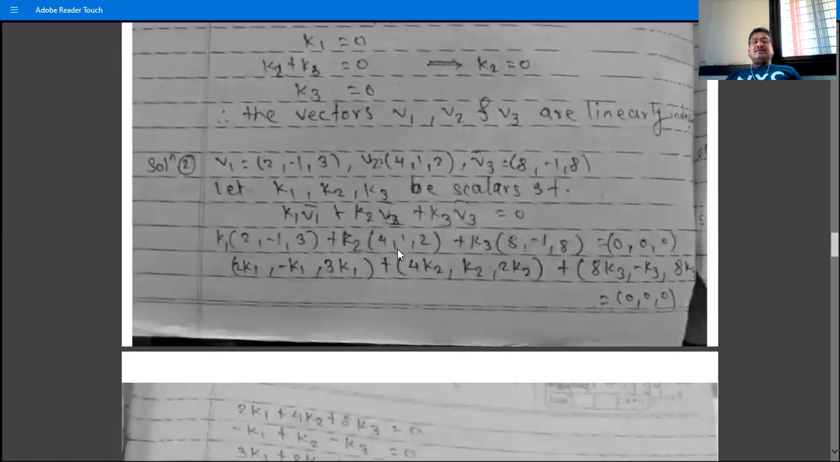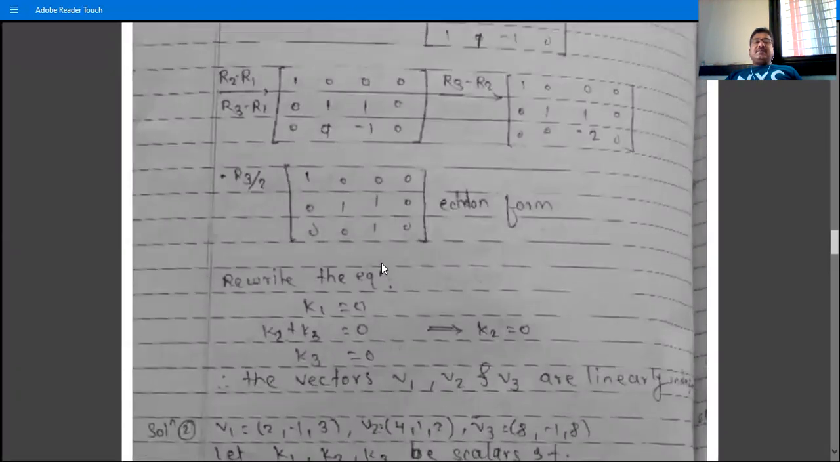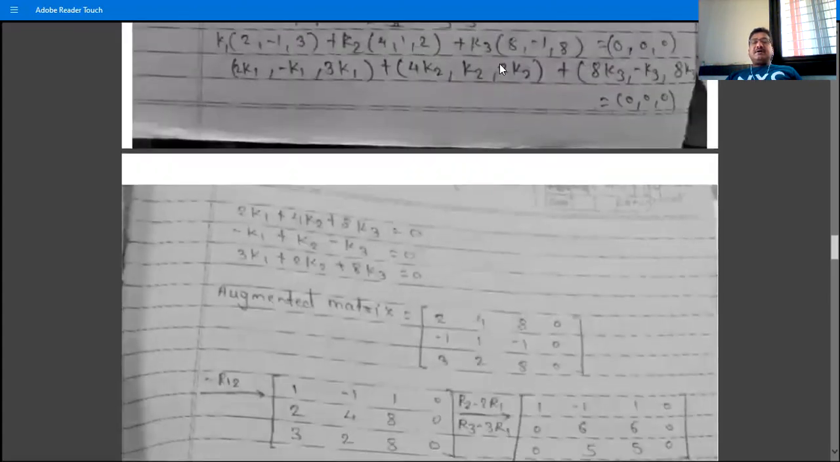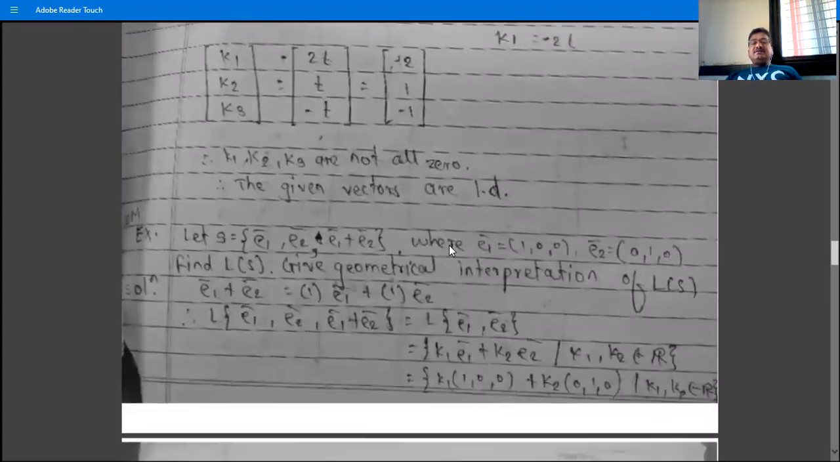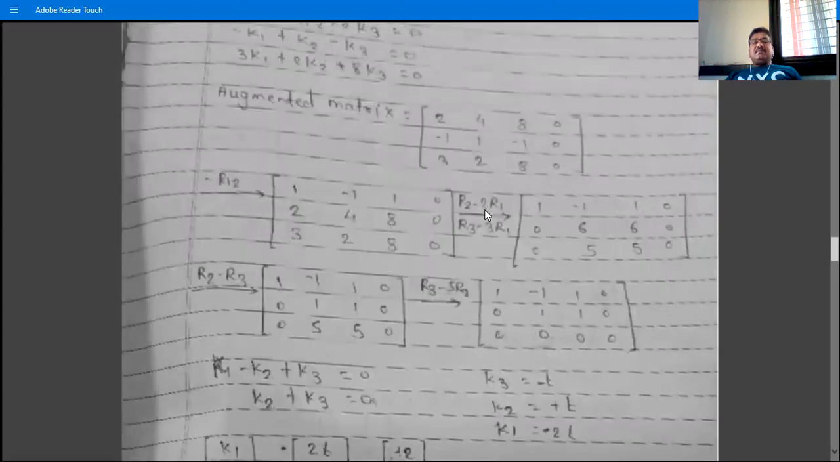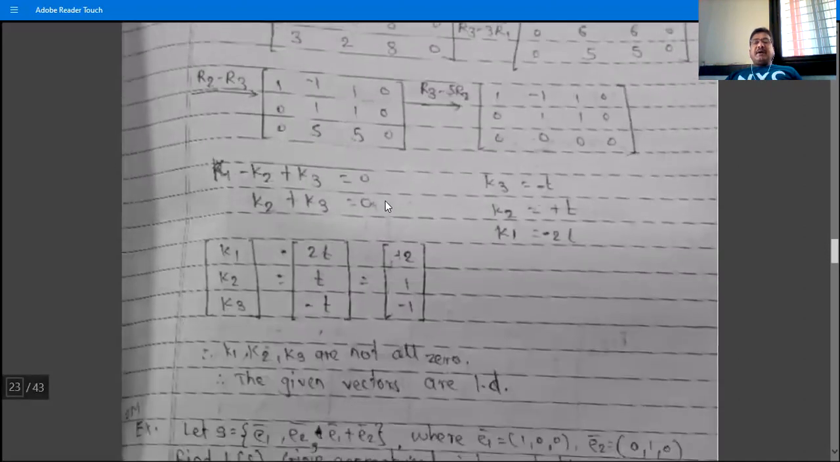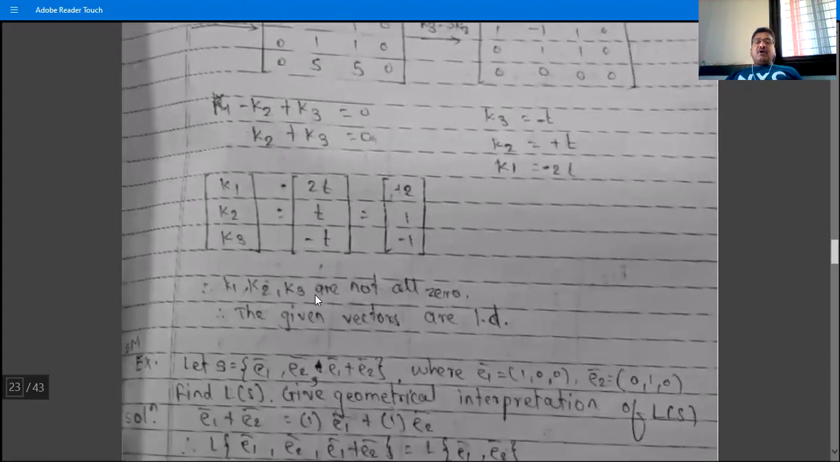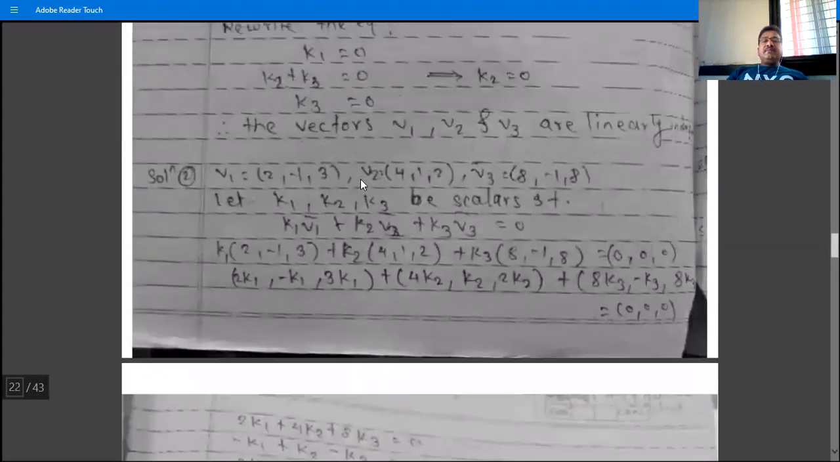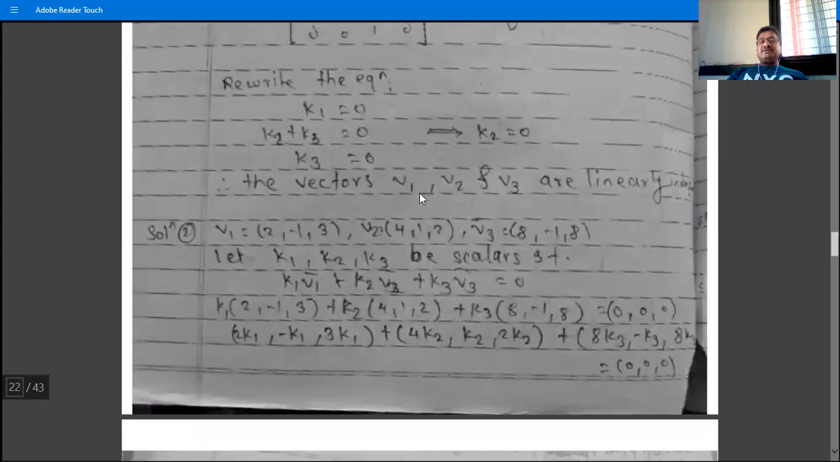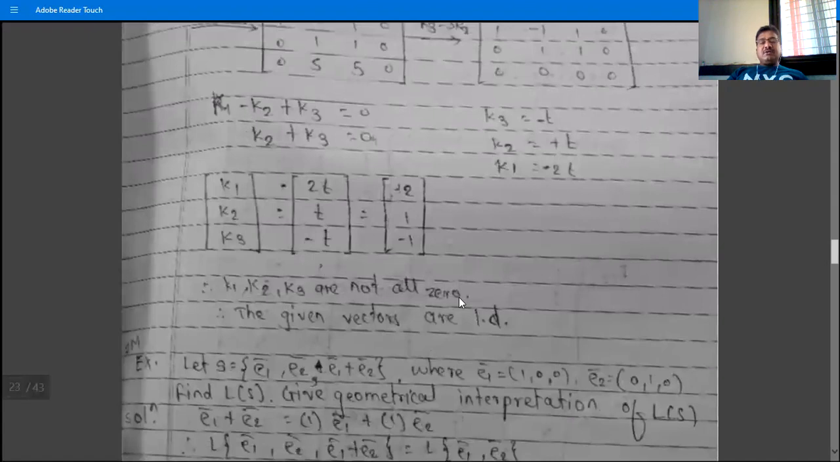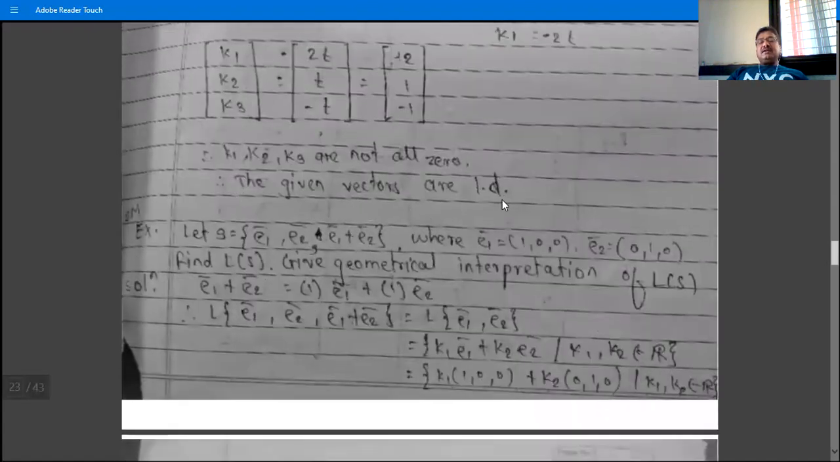In the first example, the set is linearly independent, and in the second example, the set is linearly dependent, but the procedure is the same. That is, take three scalars K1, K2, K3 such that K1 V1 plus K2 V2 plus K3 V3 is equal to 0. Solve the system and find the values of K1, K2, K3. If all of K1, K2, K3 are equal to 0, as in the first case, then the vectors V1, V2, V3 are linearly independent. And if K1, K2, K3 are not all 0, then the given vectors V1, V2, V3 are linearly dependent.